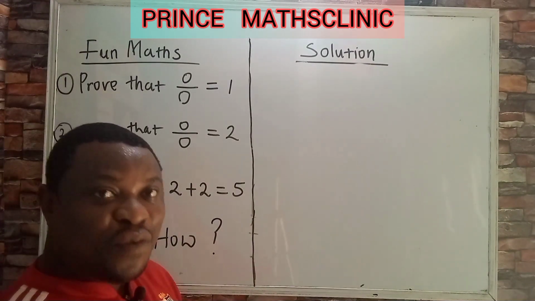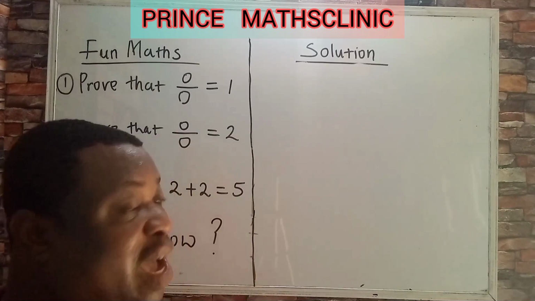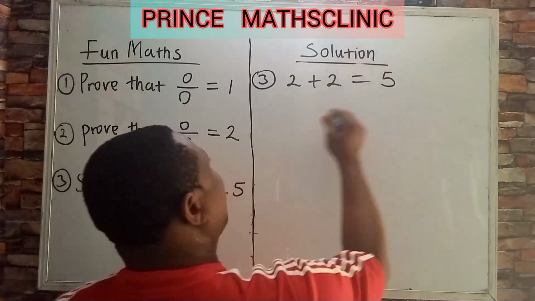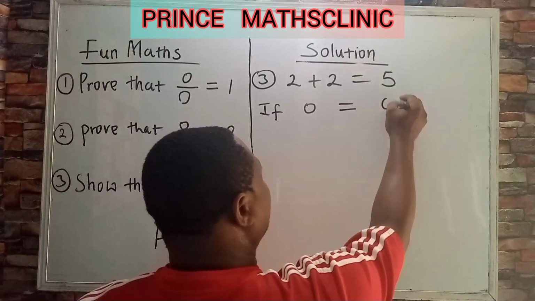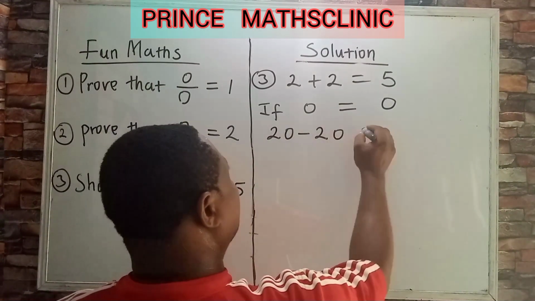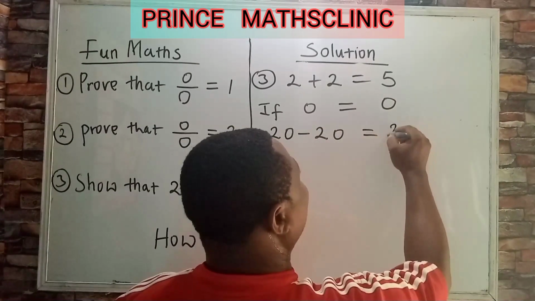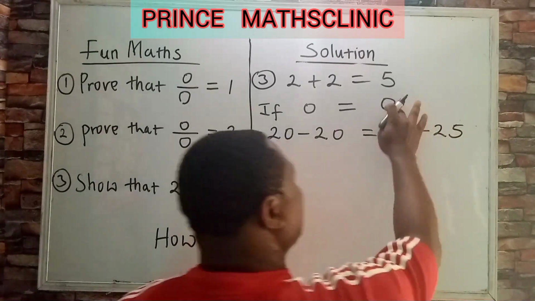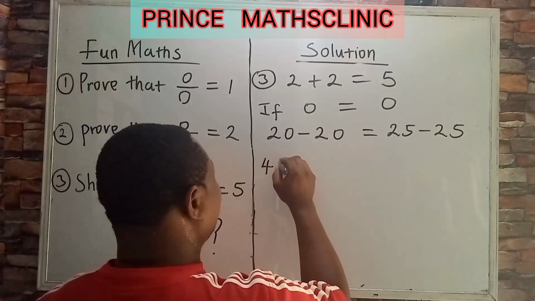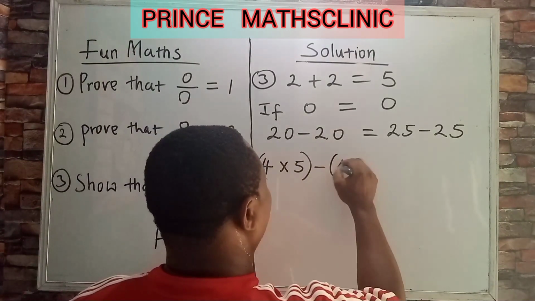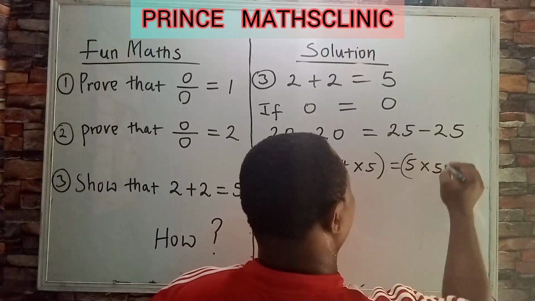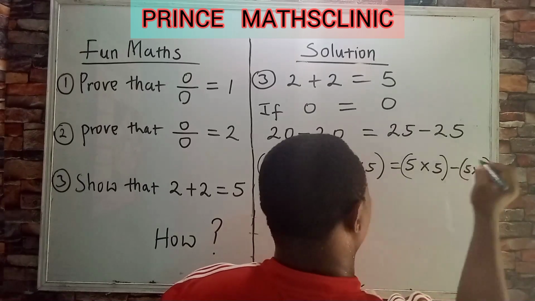2 plus 2 that we know is 4. But we're asked to prove that 2 plus 2 is 5. So 2 plus 2 equals 5. If 0 is equal to 0, right? Good. And what does 0 here mean? 20 minus 20 will give me 0. Then this other 0, 25 minus 25 gives me what? 0. What are the two numbers I will multiply easily to get 20? I will use 4 times 5 minus 4 times 5. Then 25 is the same as 5 times 5 minus 5 times 5.